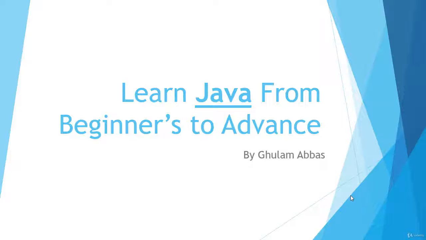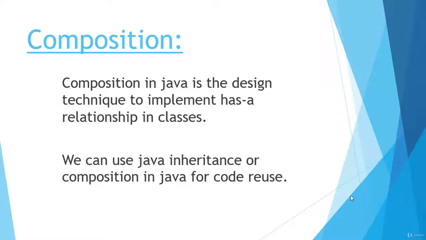Welcome back to this course of Java. Today in this video we are going to discuss composition. Now composition in Java is the design technique to implement a has-a relationship in a class.